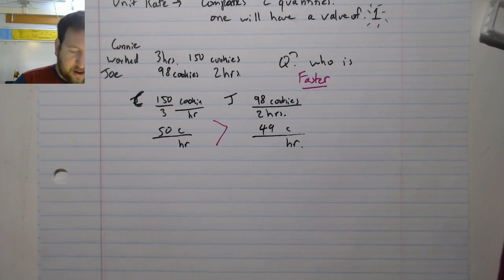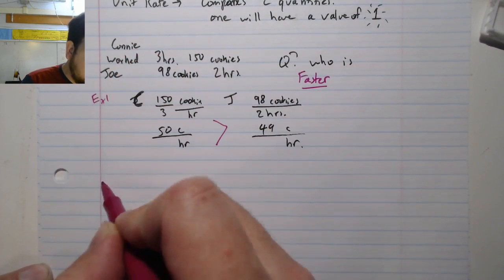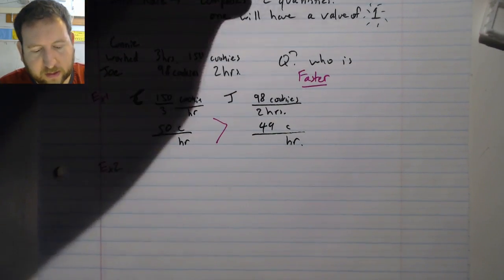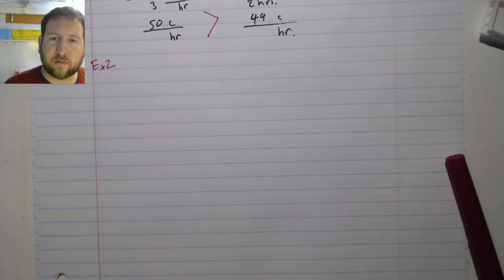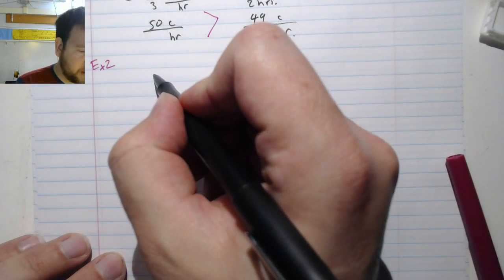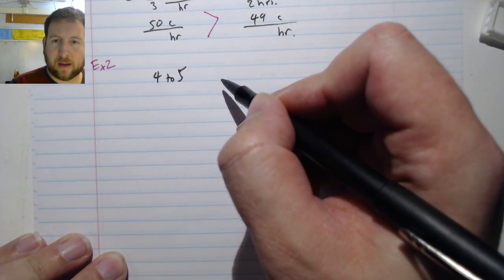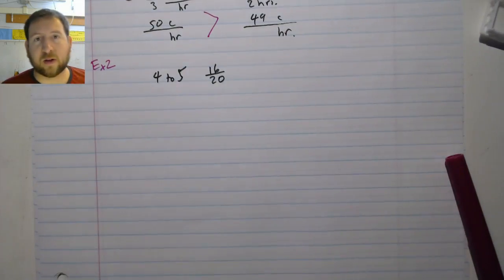Let's take a look at another example quick. So we'll call this one our example 1. We'll look at example 2. I'm going to have to slide up my paper a little bit so I don't run out of space. And in this case, we're just going to compare two things here. We have 4 to 5 and 16 twentieths. And the question is, what's bigger?